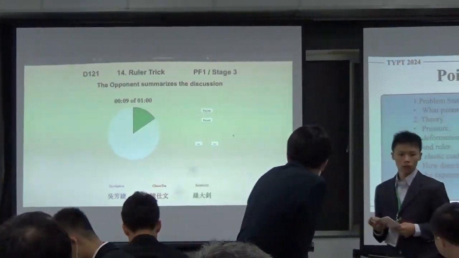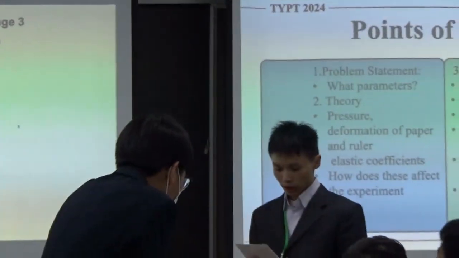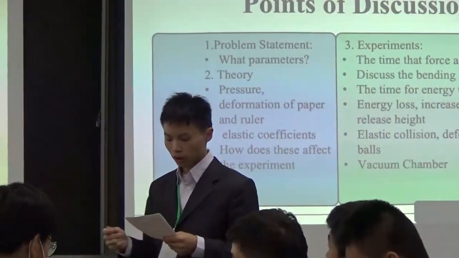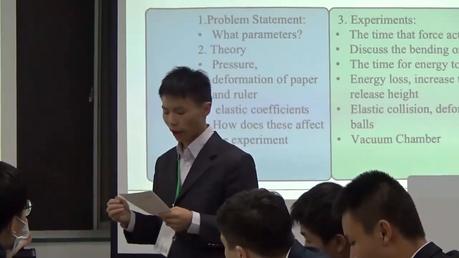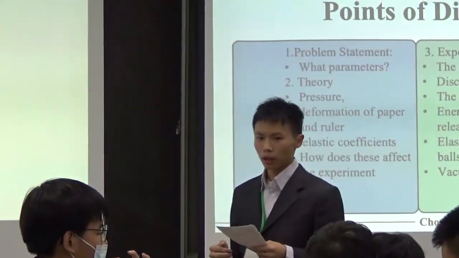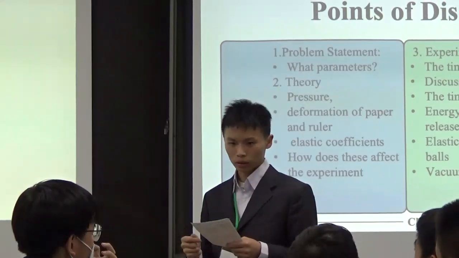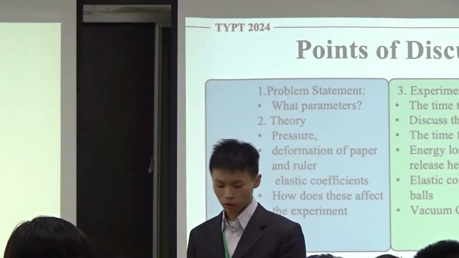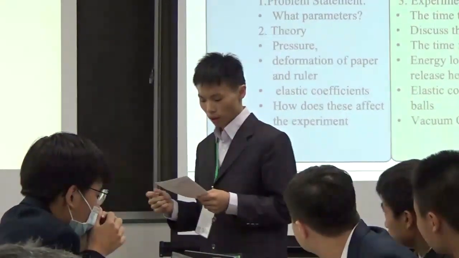Okay, so in our discussion, we discussed the contact time. With longer time for the airflow to get in, the critical height will be lower. After that we discussed the bend of the ruler. If the ruler's elasticity goes up, the critical height goes up.